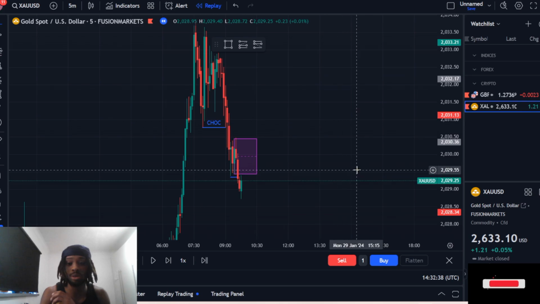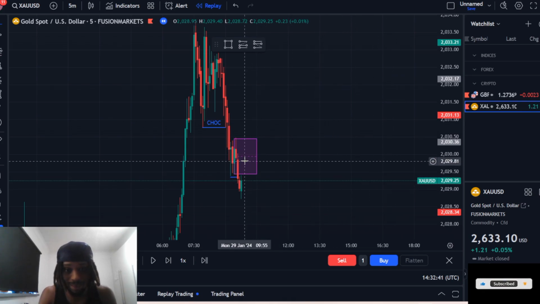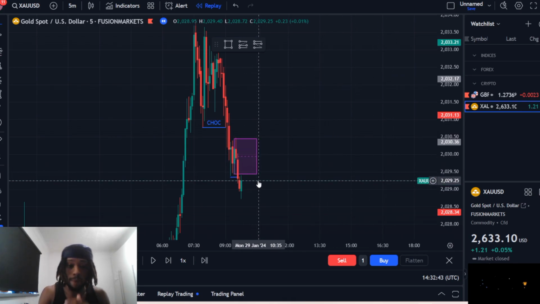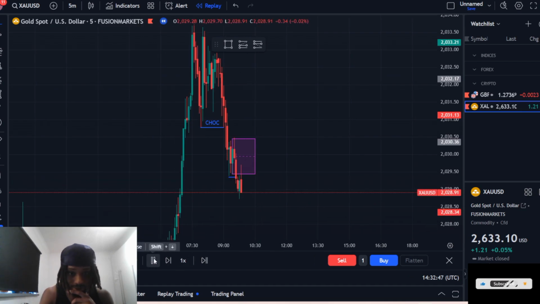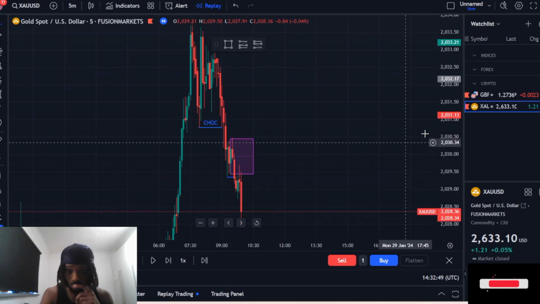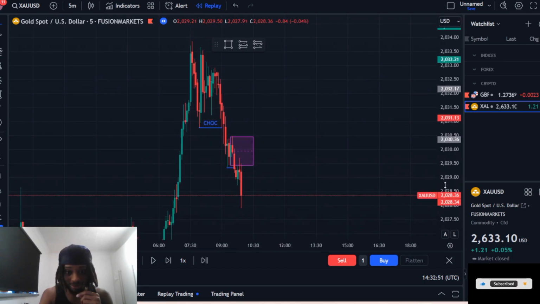So now all we are doing is waiting for it to tap back into the zone, and then we're going to wait for a break of candle, which I'll describe to you guys once we get tapped into the zone. Okay, cool. Oof, that was a lot of volume right there.